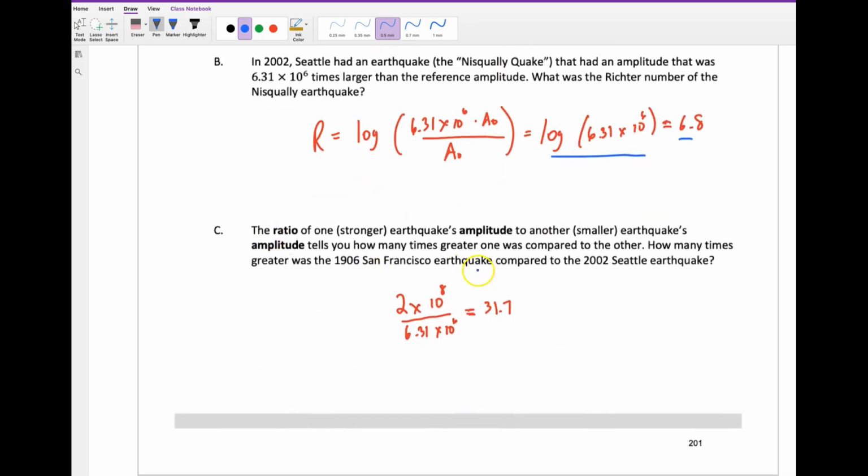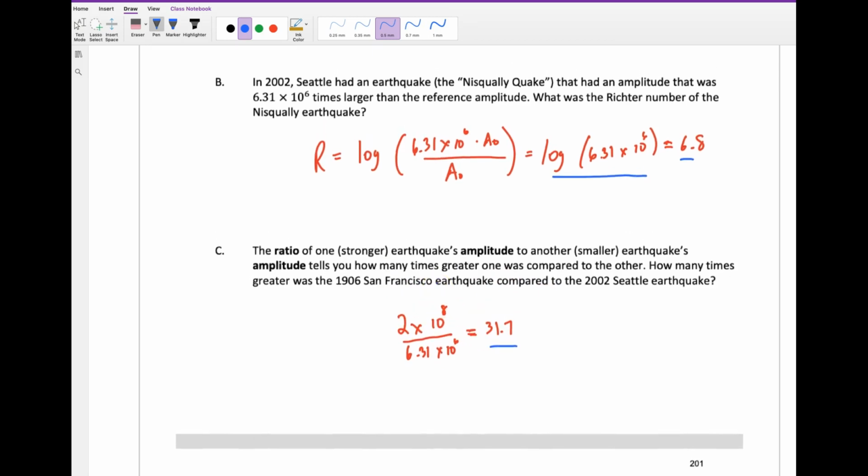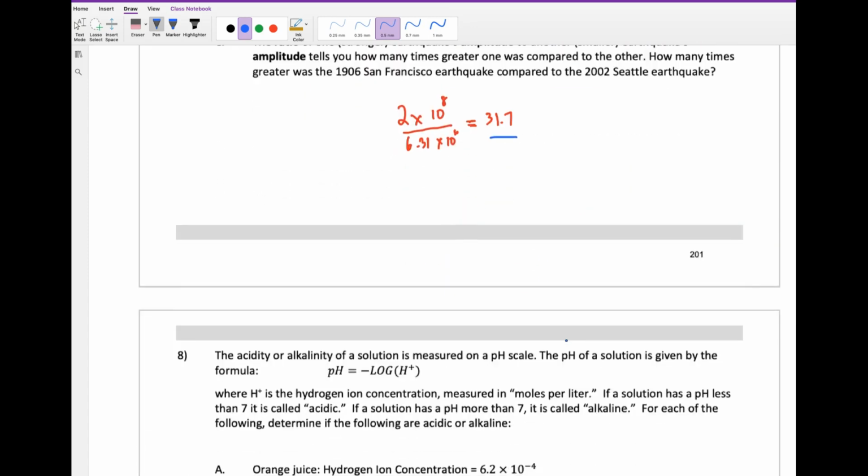And in this case, for the ratio, you just do the ratio of those two, and you can see that the earthquake was 31 times stronger. That's what that would mean in terms of determining how many times greater: 31 times greater.